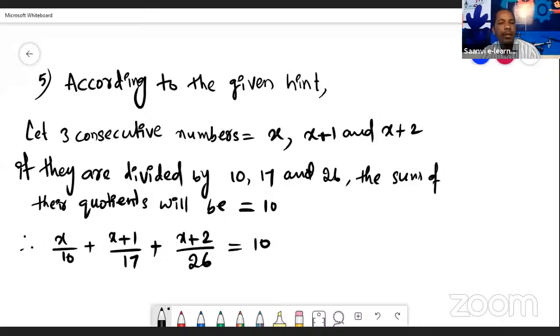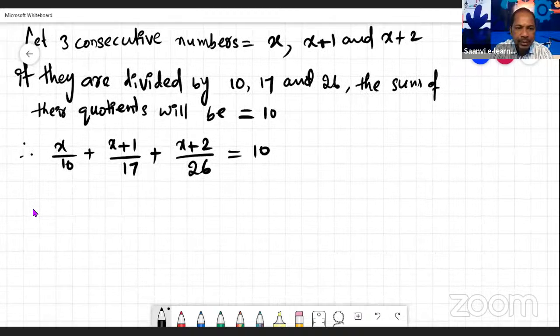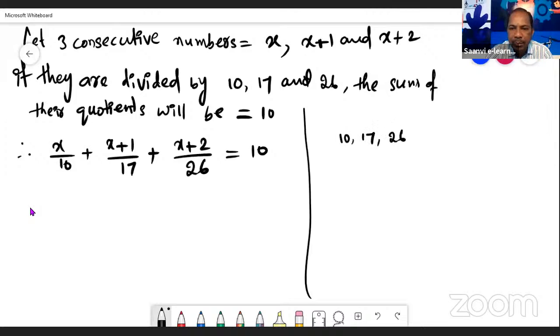10 is given. So we have to find the three integers. We all know that to find the three integers, since fractions are there, we should take the LCM of the denominators. What do we get as the LCM of the denominators? The denominators are 10, 17 and 26.